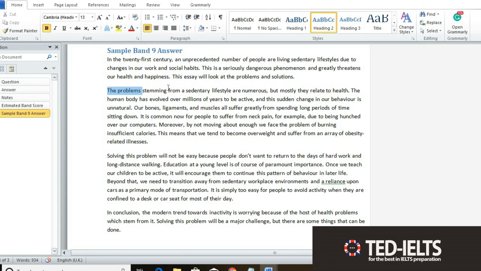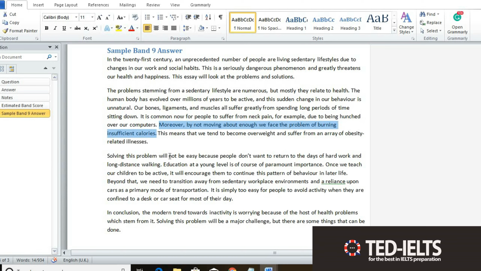Then I do look at the problems and solutions. First of all, we look at the problems stemming from a sedentary lifestyle, which are, as I say, numerous, but mostly relating to health. So I express my ideas here. The human body has evolved over millions of years to be active. We're not used to sitting around all day. I use some great language like bones, ligaments, muscles to further explain my point. Then I bring it into the modern era, saying what people are doing nowadays.